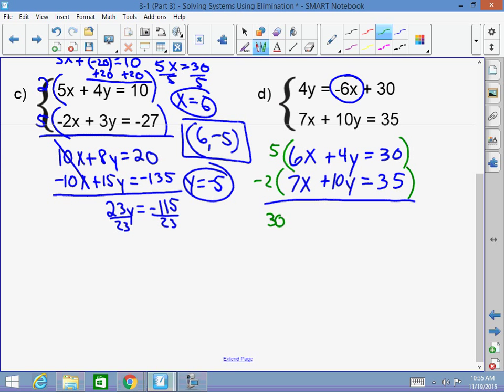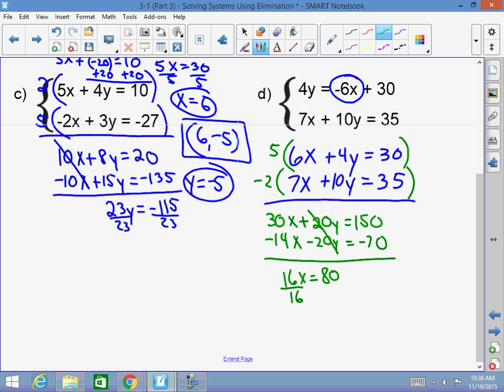So this is 30x plus 20y equals 150. This is negative 14x minus 20y equals negative 70. The y's go bye-bye. 30 minus 14 is 16x. And that equals 90? No, 80. Yeah, what's wrong with me? Divide by 16. And that's going to be 5. So x equals 5. Once x equals 5, plug it into the original equation to find y.